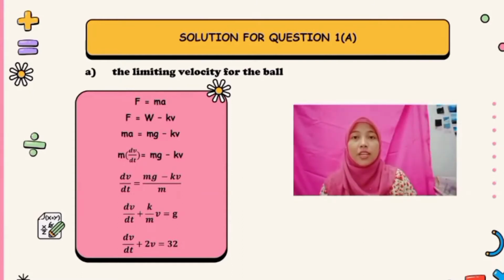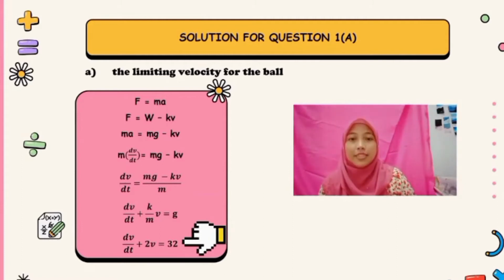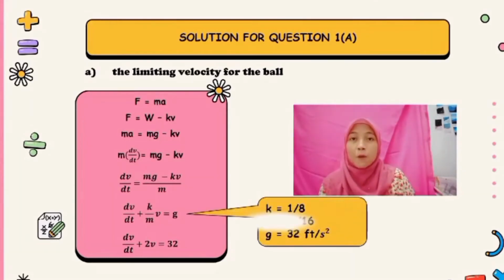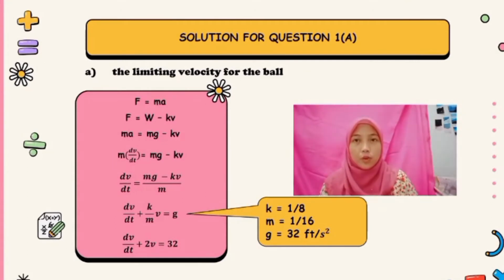Since acceleration is the rate of change of velocity, we substitute dV over dt for the acceleration. Thus, we get the equation in standard form, which is dV over dt plus 2V equal to 32. Since from the question we already know the value of the constant of proportionality, the mass of the steel bar, and the acceleration of gravity, we substitute those values into the equation.